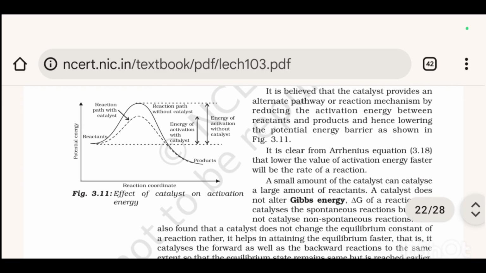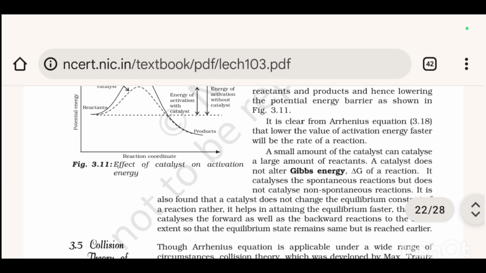It is clear from the Arrhenius equation that the lower the value of activation energy, the faster will be the rate of reaction. A small amount of catalyst can catalyze a large amount of reactants. A catalyst does not alter the Gibbs energy, delta G, of a reaction. It catalyzes the spontaneous reaction but does not catalyze non-spontaneous reactions. It is also found that a catalyst does not change the equilibrium constant of a reaction; rather, it helps in attaining the equilibrium faster.